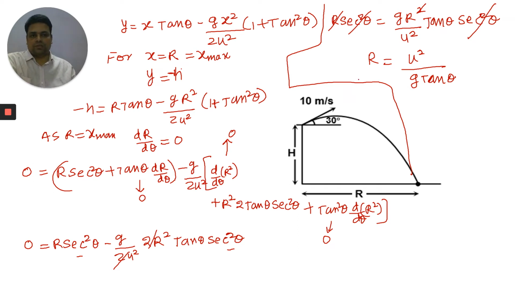This is the range. In the problem, you are given u, you are given theta, so you need to find that r. Therefore, r is equal to u square, which is 10 square, by g, which is 10, into tan 30. Tan 30 is 1 by root 3. So the range is 10 root 3, and this is the maximum.